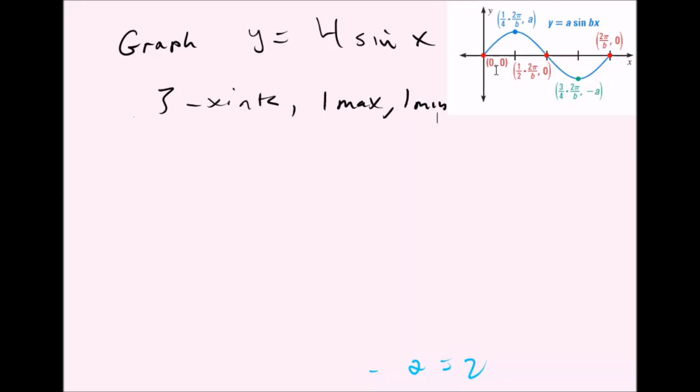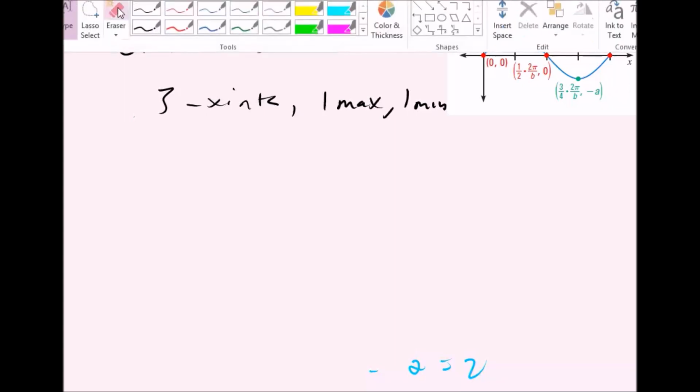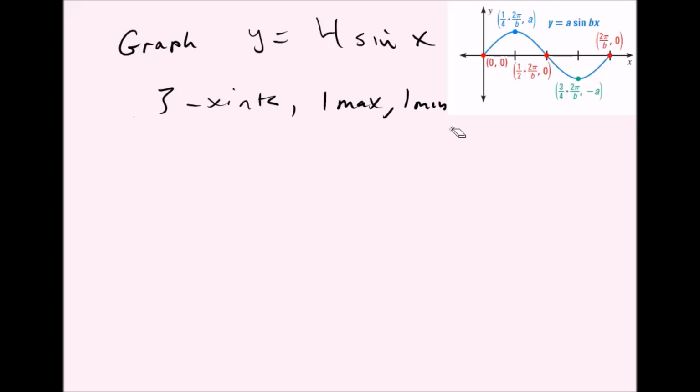The first x-intercept is at 0, 0. The next one is 1/2 times 2 pi divided by whatever b is, comma 0. The third one's 2 pi over b, comma 0. To find the max and the min, there are also some equations there. So I'm going to show you how to graph y equals 4 times sine x.